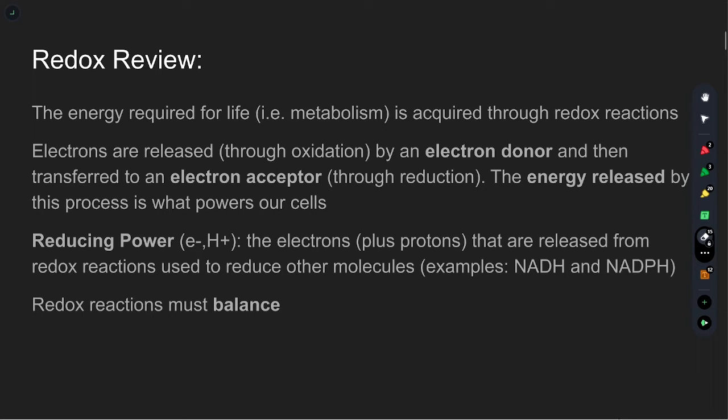In oxygenic photosynthesis, we see the electron donor being water, H2O. This is our outside external electron donor. Our electron acceptor is CO2 from the atmosphere.